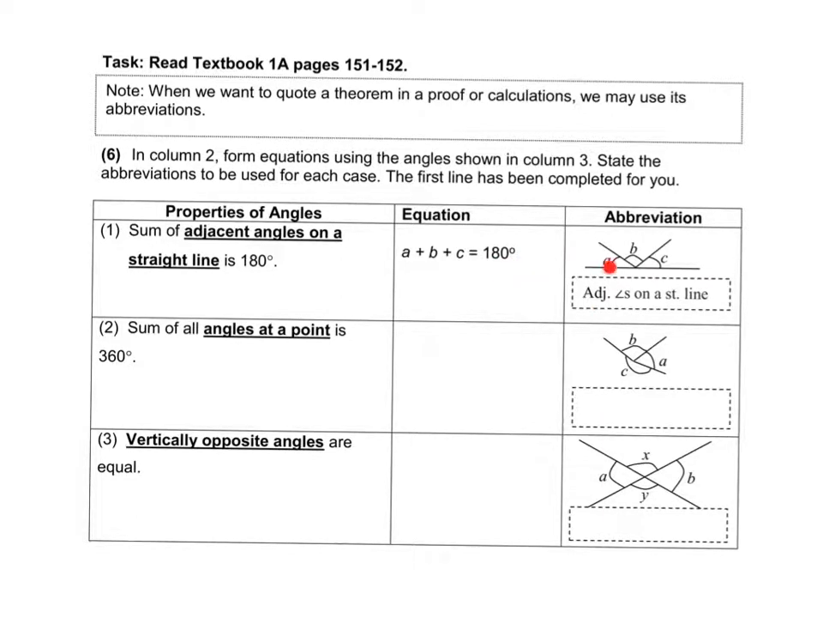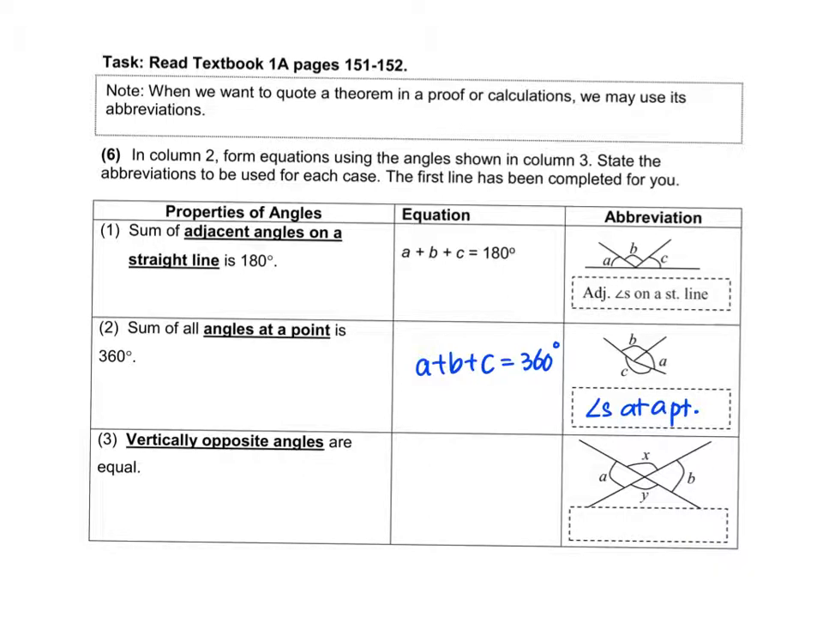So this angle A, B, and B plus C will give you 180 degrees. Then the next one is the sum of all angles at one particular point. So you have a particular point, and these are all the angles that add up together. So this is actually called angles at a point. Short form. And now we can see that A plus B plus angle C will give you 360 degrees.